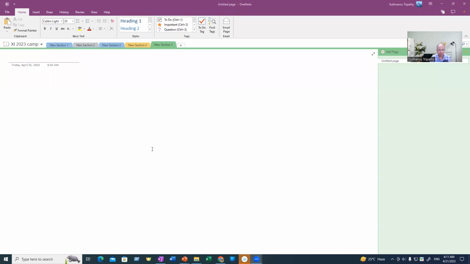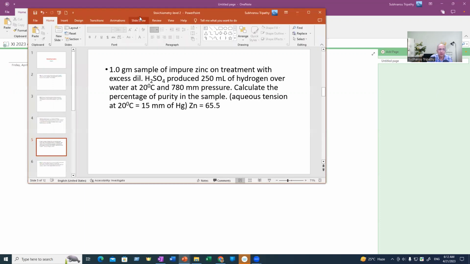Koi baat nahi. So what I was saying is, yes, volume in liter into molarity, that will immediately turn into the quantity of the solute in terms of mole, and we can convert it to mass. So that's the beauty. So let's start our journey today with this problem.